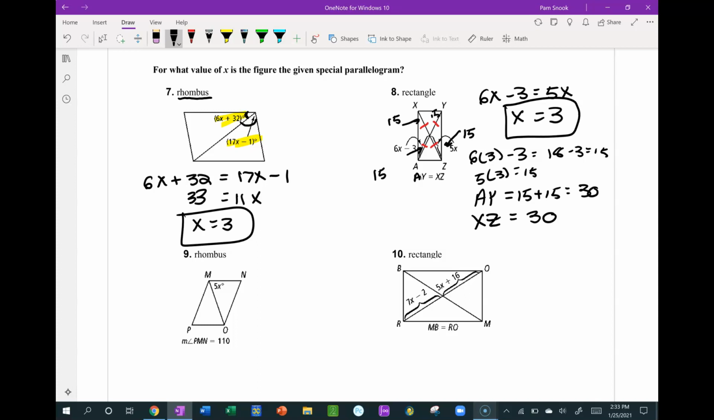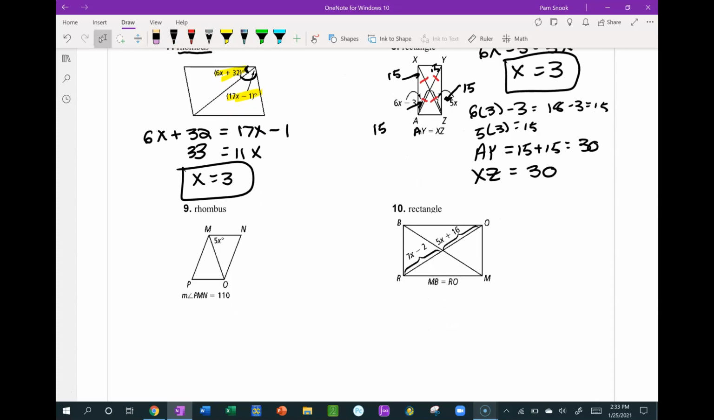All right, number 9, rhombus. This time we are told that angle PMN is 110 degrees. Now when I'm dealing with a rhombus, that means that the angle at M is bisected. So those two angles have to be congruent. So I can say 5x equals 110 degrees. That's the geometry. I've written my equation. Now just divide both sides by 5. And I think you get 22.